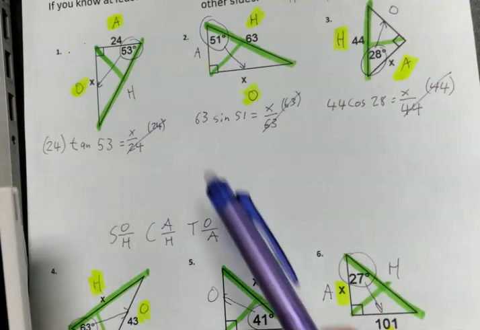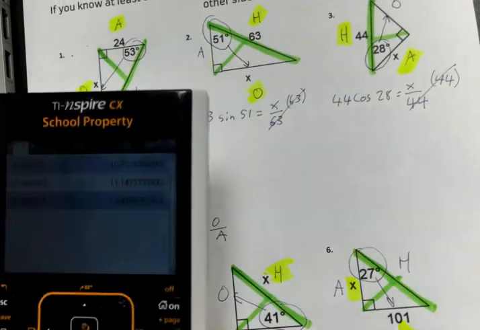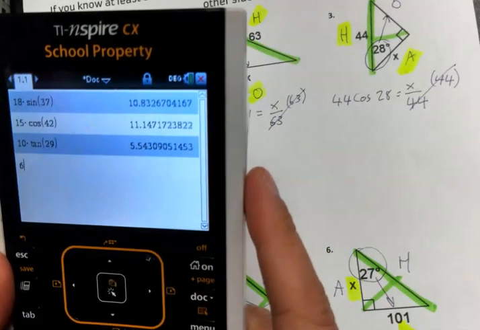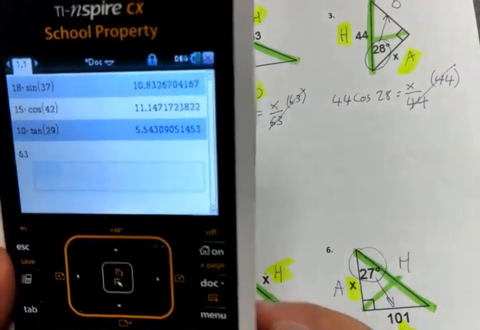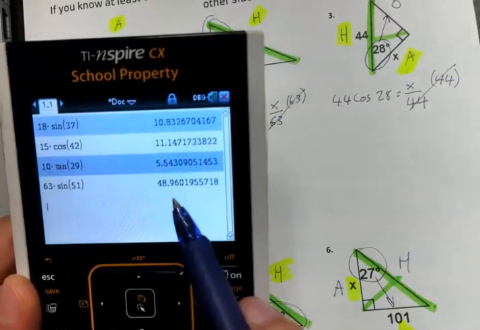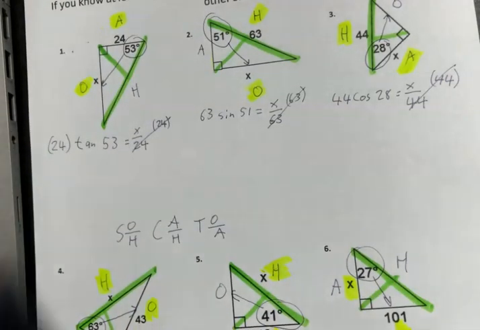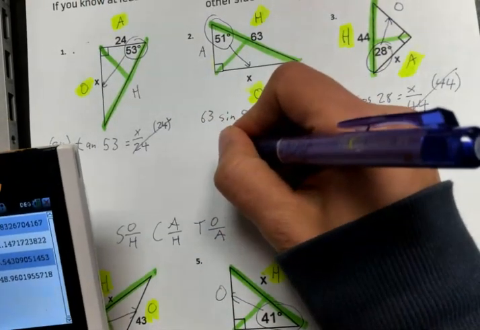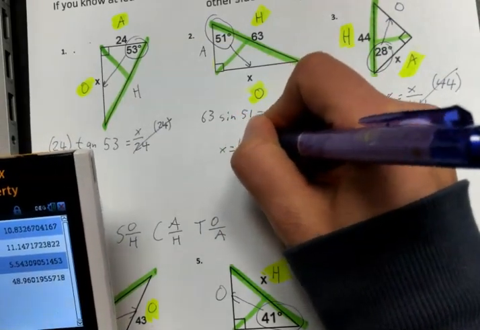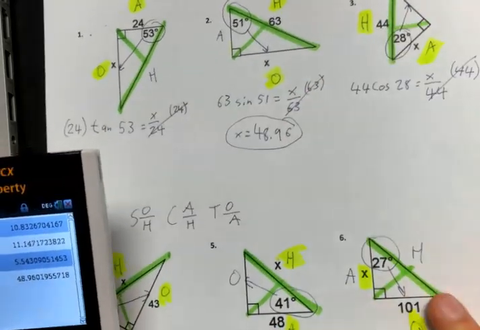All right, so we have our x is equal to 63 times sine of 51. So 63, then I put my trig, sine 51, enter. And I get 48.96, and I'm going to go ahead and assume I'm still rounding to the nearest hundredth, so x is equal to 48.96. Okay? All right, so problem number 5.